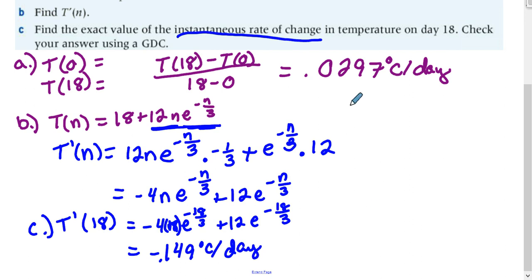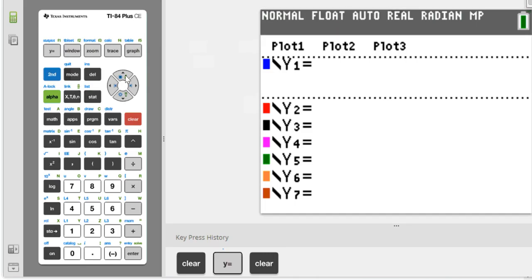Versus if I look between day 0 and day 18, the temperature was actually going up. It was a positive growth. Because at some point it must have been more positive than it was negative, because again it was that average rate of change. Okay. Now we need to be able to check this in our calculator. So now when we check this in our calculator, we have to put our original equation into our calculator.